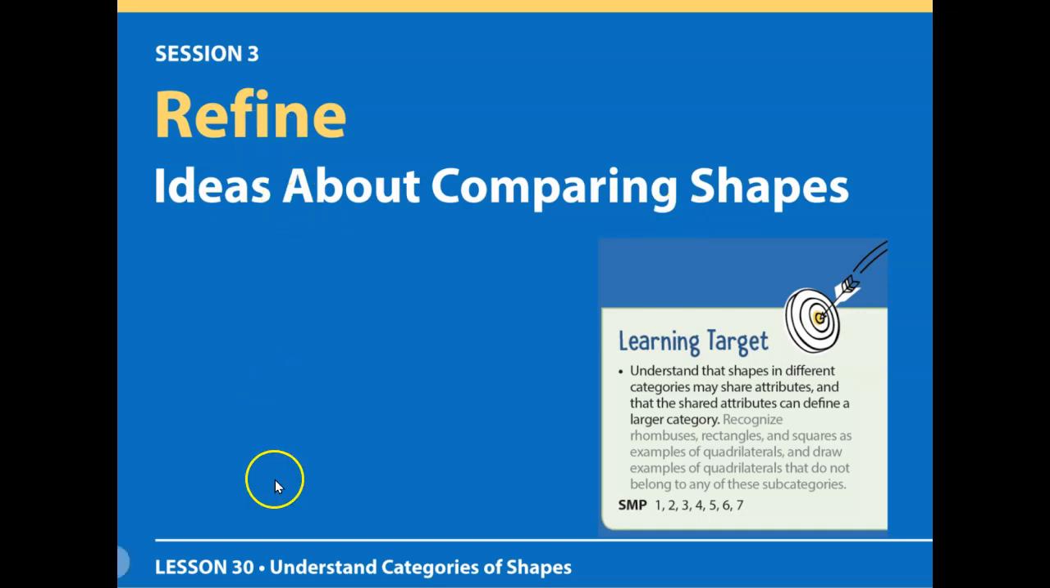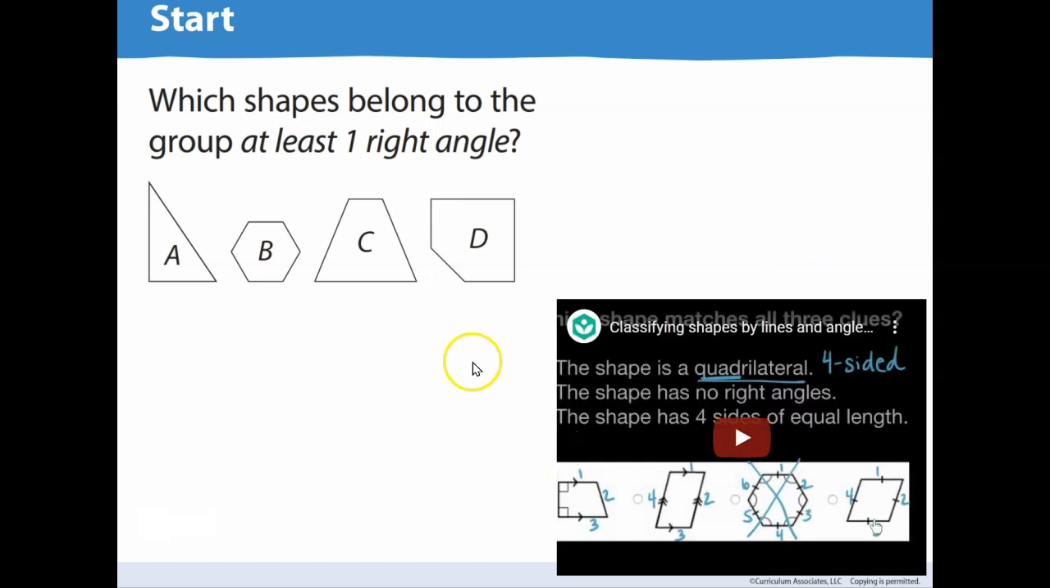All right, we're doing lesson 30, understanding categories of shapes. Okay, ideas about comparing shapes. So look at this. It says which shape does not belong to the group with at least one right angle.